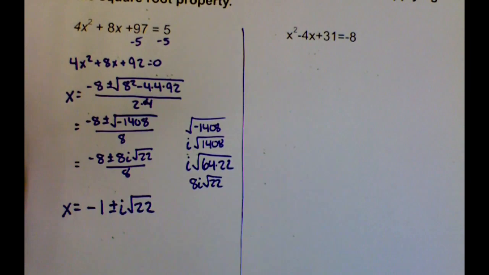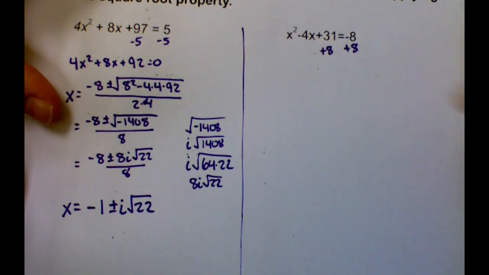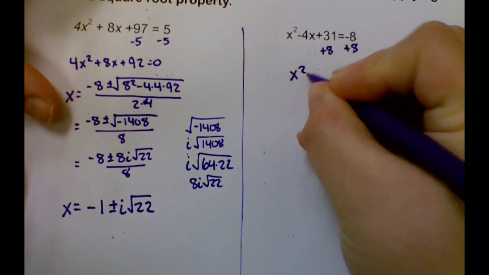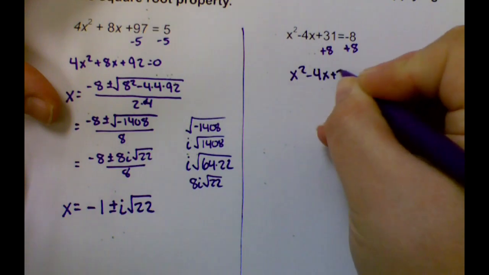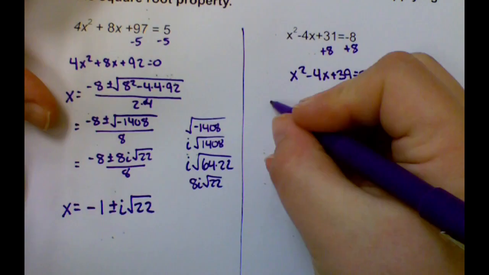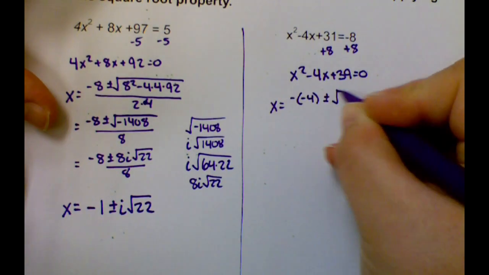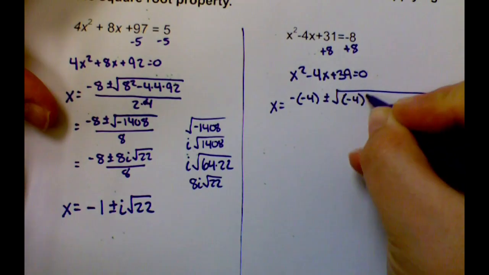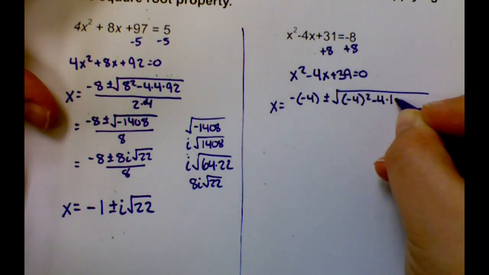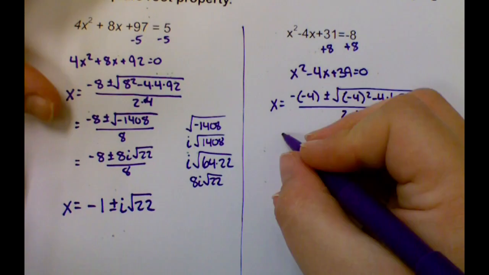And one last problem for us. We're going to get it equal to 0. We're going to add 8 first. This time the 8 can combine with that 31, so I get x squared minus 4x plus 39 equals 0. Again, it does not factor. The quadratic formula is negative b plus or minus the square root of b squared minus 4 times a times c, all over 2a.